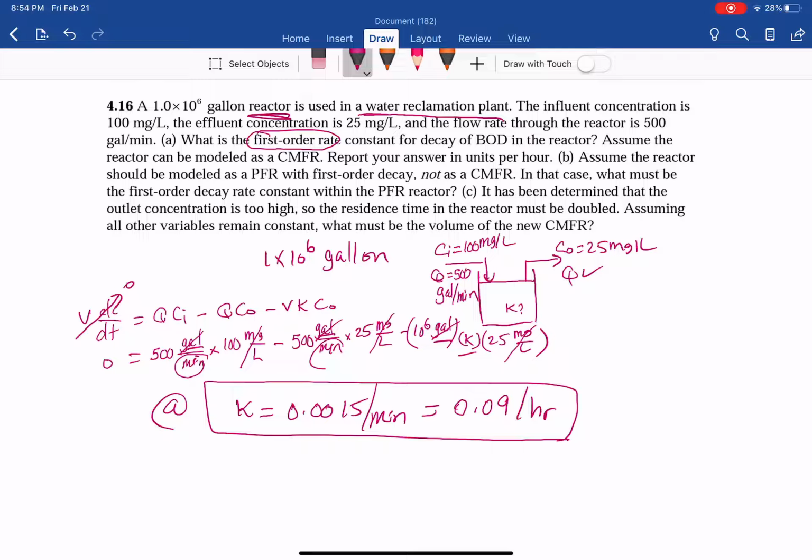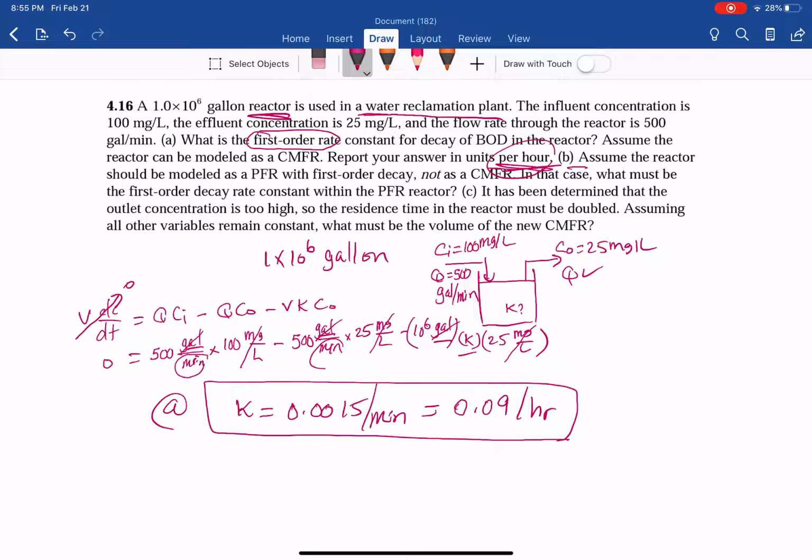A. Now, because the question wanted it per hour, we did that because it looked nicer. You could do it per day, because there are 24 hours. It will be 2.16 per day. But since you want an hour, we do it per hour.